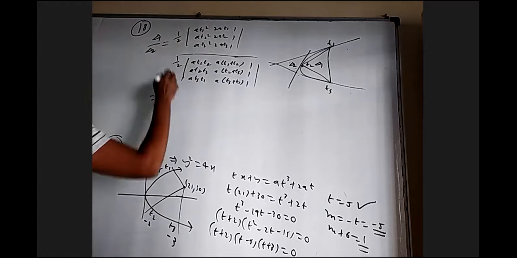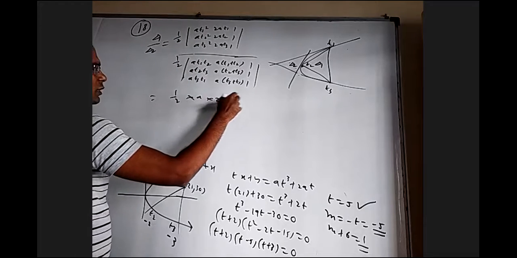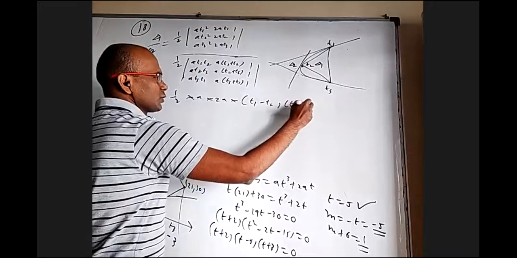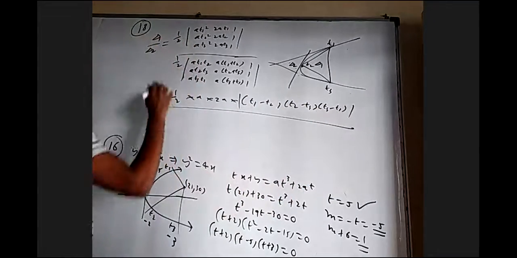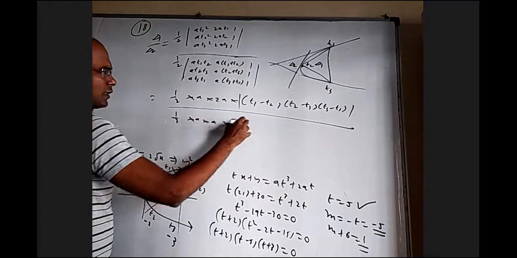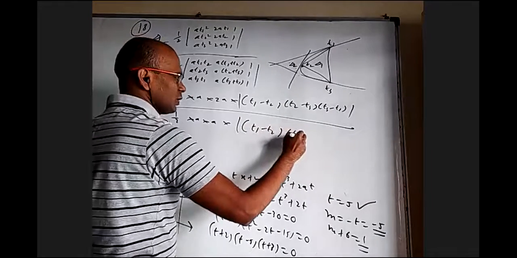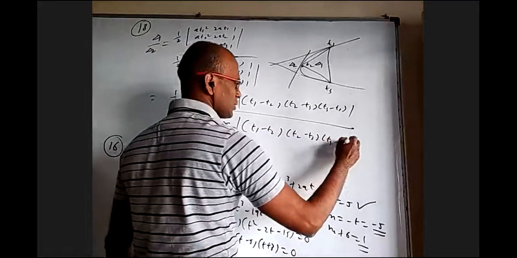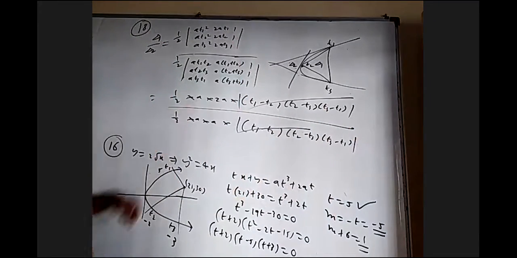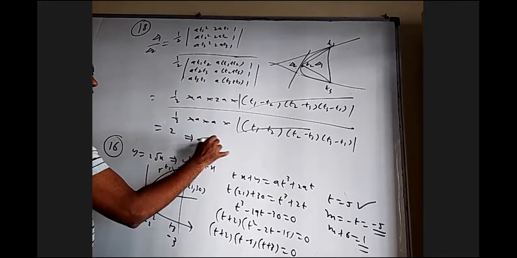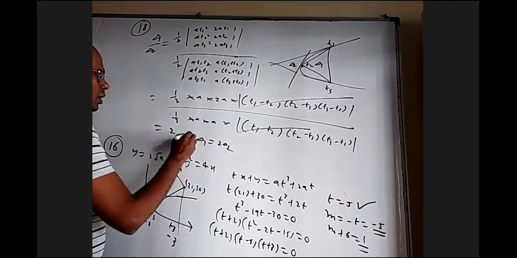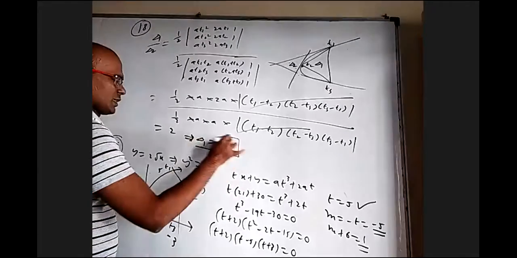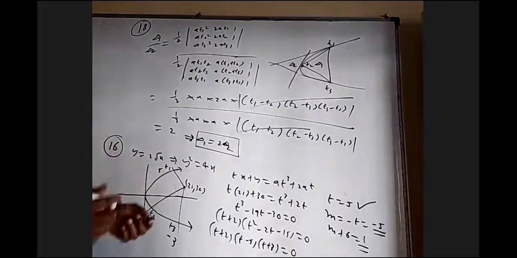Here a will come common, 2a will come common. You get half into a into 2a into T1 minus T2 into T2 minus T3 into T3 minus T1, with a mod. Here also you'll get one a common, you get half into a, same thing, mod T1 minus T2, T2 minus T3 and T3 minus T1. So they'll get cancelled. A square will cancel, and you get simply 2. So delta 1 is 2 times delta 2. Okay, so now it's a standard property. I didn't take the general case. Whether you take 1 by 2 comma 2 or the ends of the latus rectum, you will get the same.